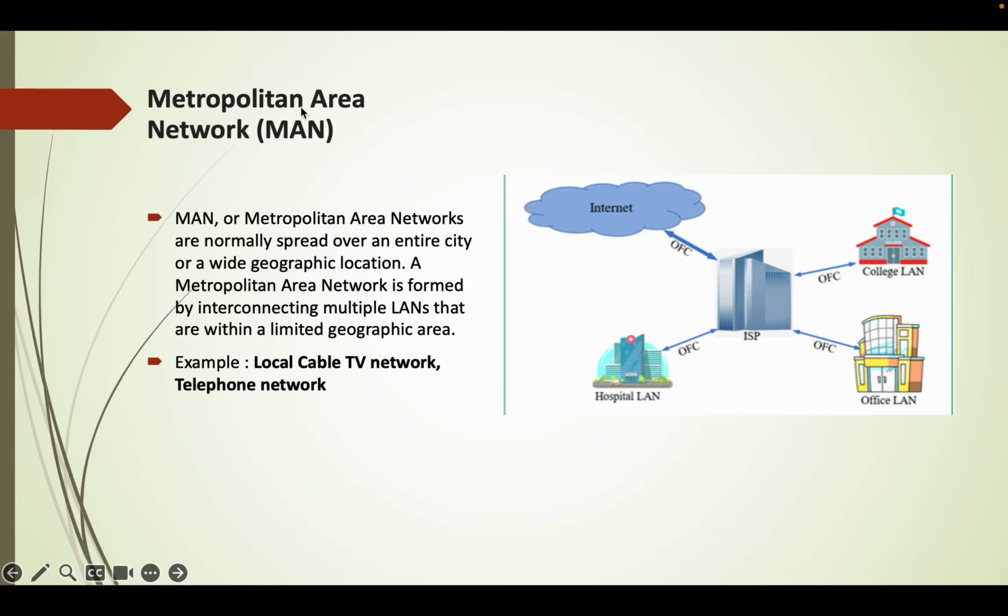Then we move on to the metropolitan area network. MAN or metropolitan area networks are normally spread over an entire city or a wide geographic location. A metropolitan area network is formed by interconnecting multiple LANs that are within a limited geographic area. Examples are local cable TV network or the telephone network. So MAN is nothing but a combination of multiple LANs.